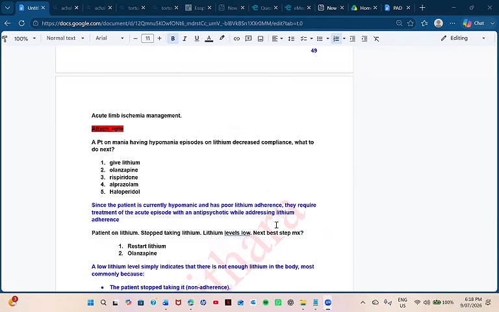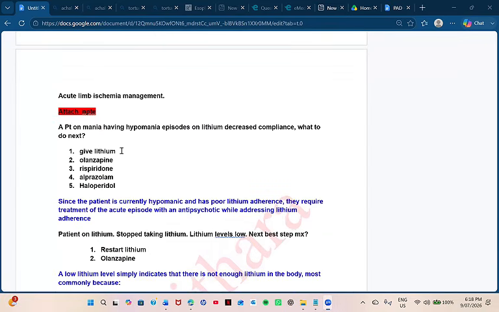Here, in this case, the patient having mania now has a hypomanic episode, and relapse is present. In that case, in this acute situation, the treatment you can give is an antipsychotic. Now, which antipsychotic should we give? Olanzapine, risperidone, alprazolam, haloperidol? What do you think? What is the antipsychotic of choice?